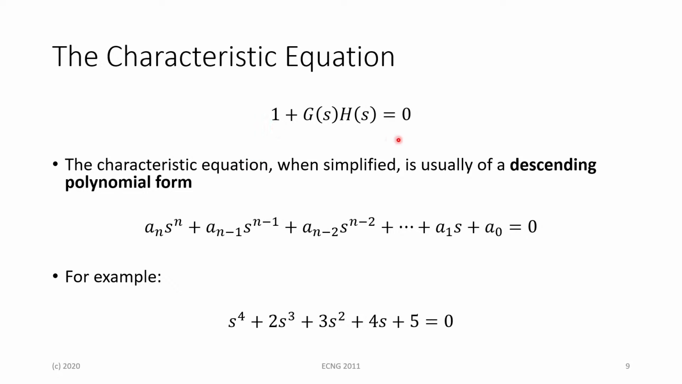Typically, once we have this characteristic equation equated to 0, we need to make sure that it's in descending polynomial form, meaning that we start with the highest power of s, then go to the next highest power, and go all the way down to s to the power 0. So it's no good if this equation is in factorized form. You need to multiply this out and get it in descending powers of s before we can proceed with the Routh-Hurwitz criterion.